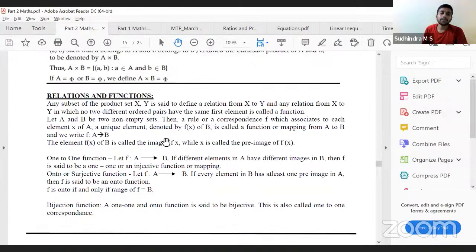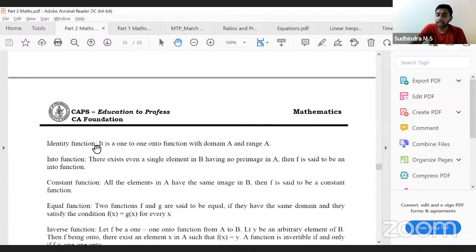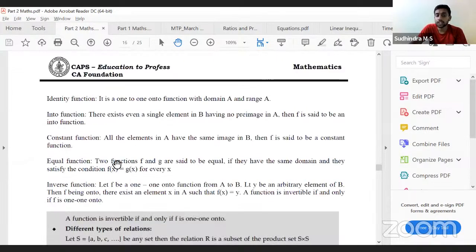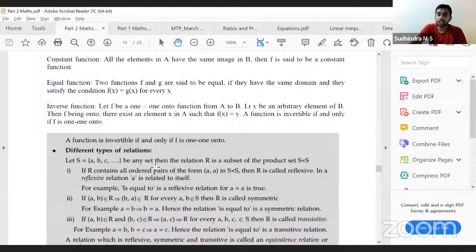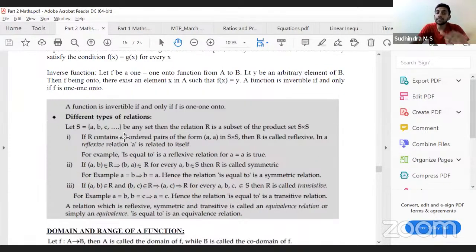Then we have relations and functions. With regard to that, we have multiple functions: one-to-one function, bijection function, identity function, into function, constant function, equal function, inverse function, etc. In case they ask a theory question with regard to that, just go through the definitions of those functions. Similarly, we have relations: reflexive, symmetric and transitive relation.